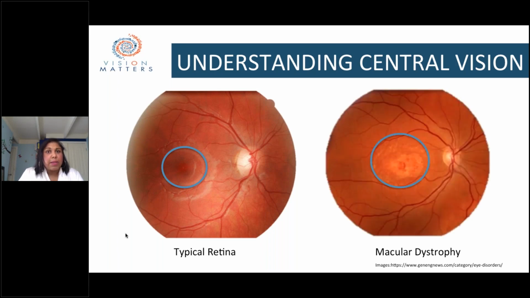So we can see from the image on the right, the macula inside the blue circle is affected by an eye disorder, and this one in particular is called Stargardt's disease, which is a form of macular dystrophy. Central vision plays an important role in our ability to drive, read, recognise faces and perform general daily activities. Therefore, it's no surprise that people who have an eye condition that impacts the macula have greater loss of independence and report reduced quality of life than other forms of vision loss.